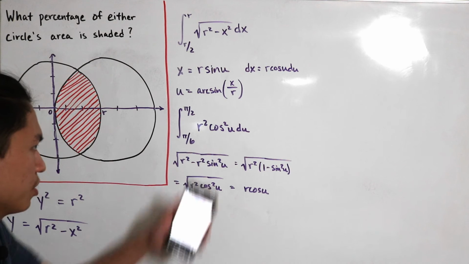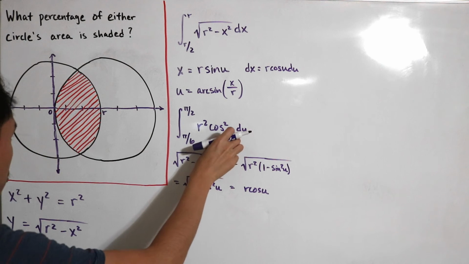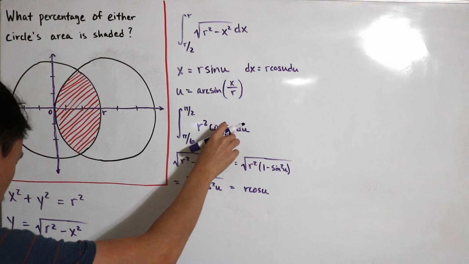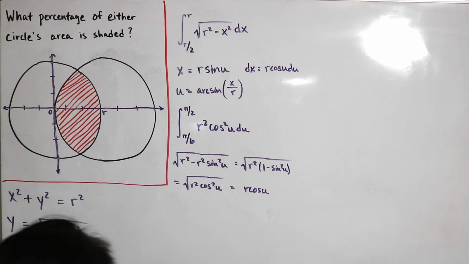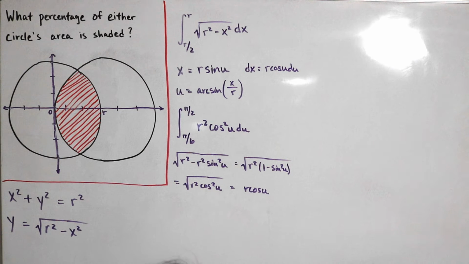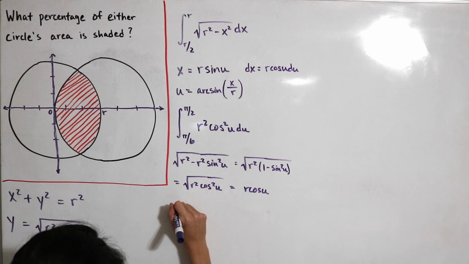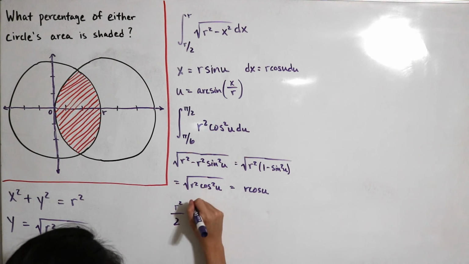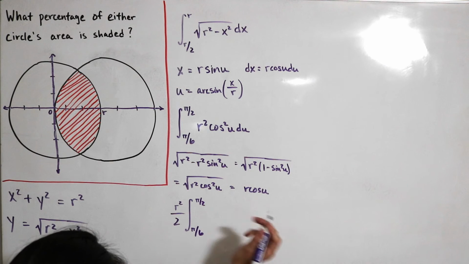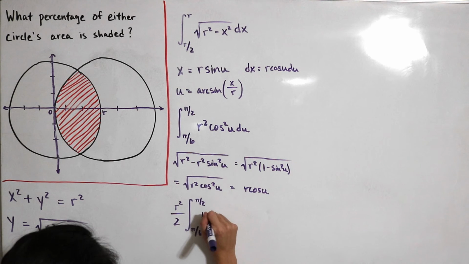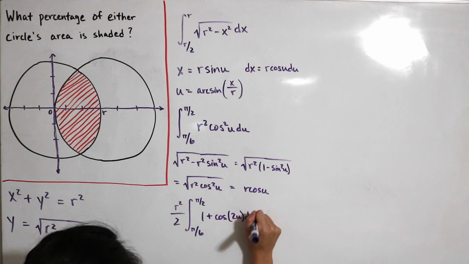Okay, and now next, we can use another trig identity for cosine squared u, and say that it's equal to 1/2 plus 1/2 cosine of 2u. Since 1/2 can be factored out and it's a constant, I can put that outside the integral. The r squared is also a constant, so it's r squared divided by 2. Then the integral from pi over 2 to pi over 6 of 1 plus cosine of 2u du.